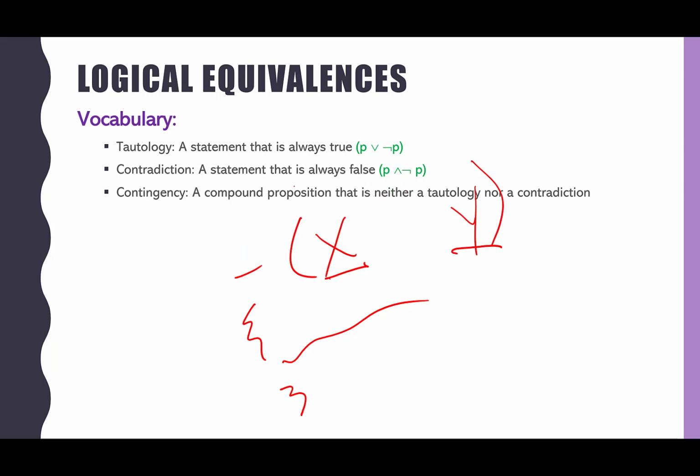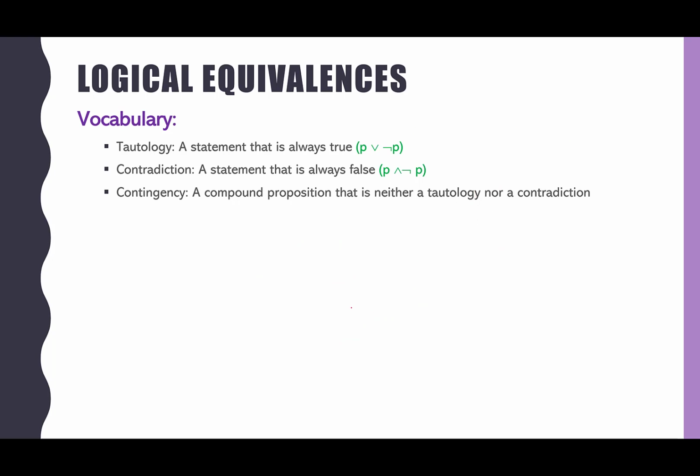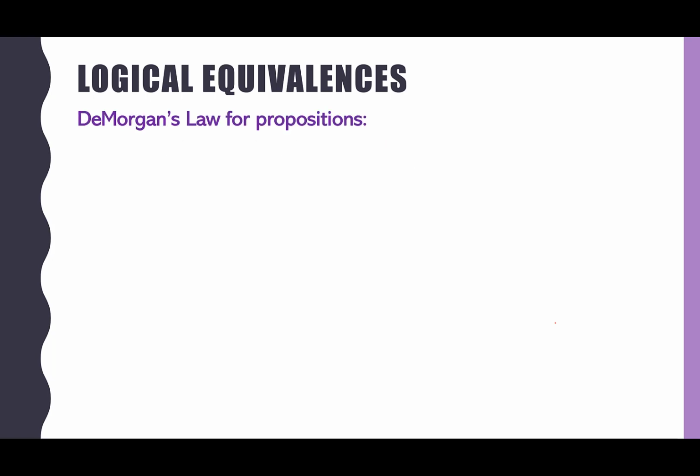All right, so how do we feel about that? The third one, contingency, is basically everything we've looked at so far, where sometimes P and Q is true, sometimes it isn't. There's no guarantee it's going to be one or the other. So what questions do we have about this idea? We good? So let's start off with dealing with logical equivalences.